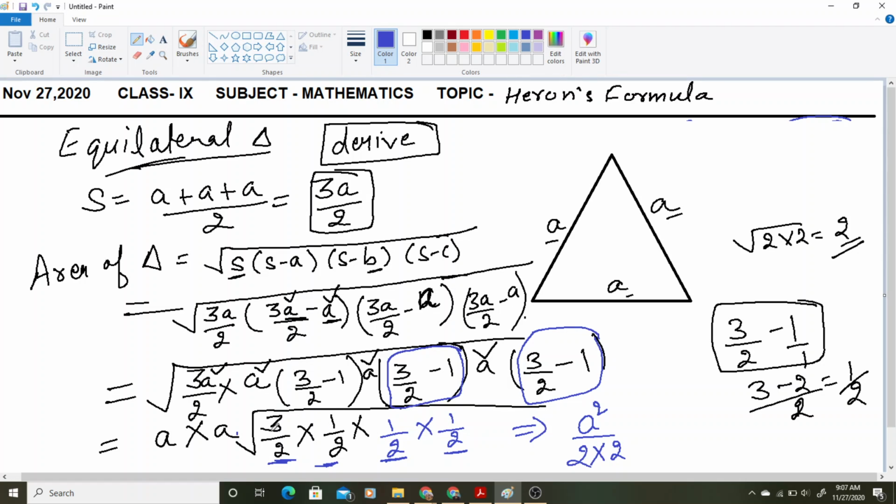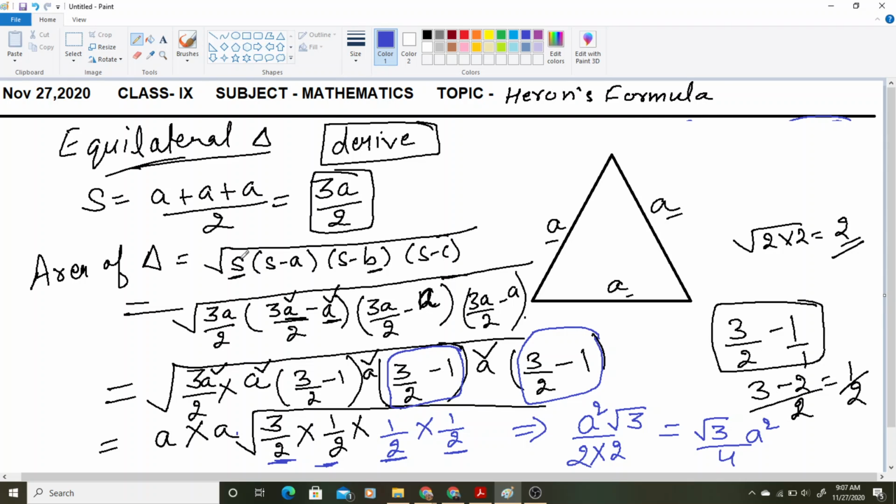If we do this, then I am getting 3 only, and this 3 is not making a pair with anyone. So this 3 will remain under root. So what formula have we derived? Under root 3 by 4 A square. This is the formula we have derived for the area of a triangle by using Heron's.